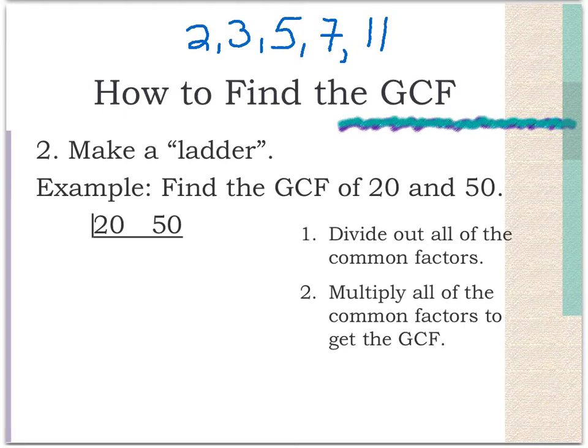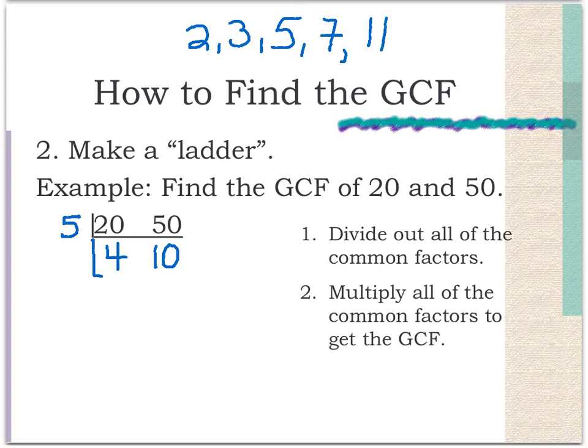And what I need to do now is when I select a number, the prime number has to be a factor of both numbers inside of the ladder here. So when I look at 20 and I look at 50, I notice that they're both even. So I know that 2 would be a factor of both. I also know that they end in 0. So I know that 5 would be a factor of both. So I'm going to choose 5. And now I'm going to divide both numbers by 5. 20 divided by 5 is 4. 50 divided by 5 is 10.